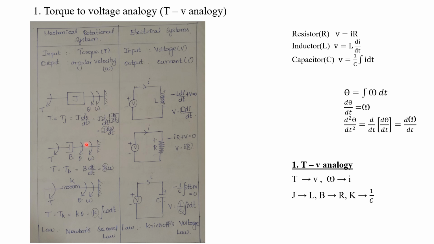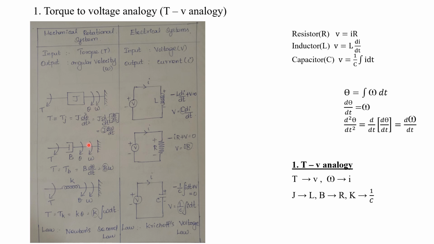Okay, so what we have to do is, one end of this B is connected to one fixed surface and the other end is free. At the free end, we are applying an input torque. Due to that, there will be an angular displacement of this frictional element, that is B. This angular displacement is represented by theta. Along the same direction, there will be an angular velocity that is represented by omega.